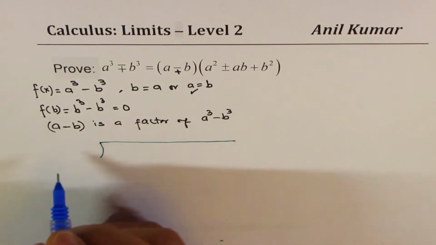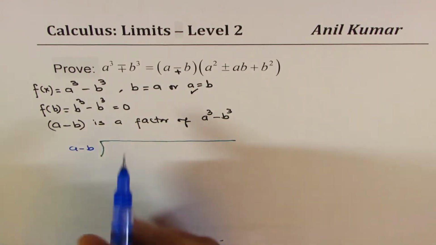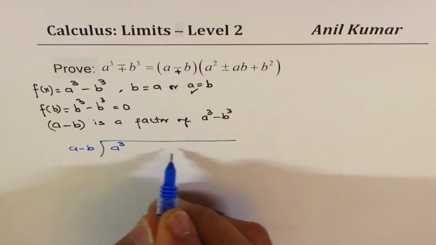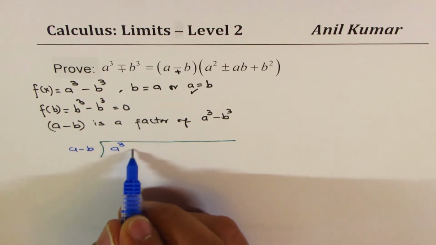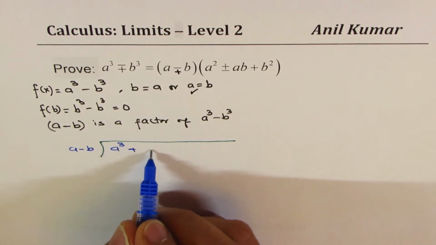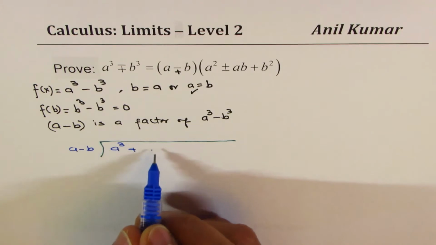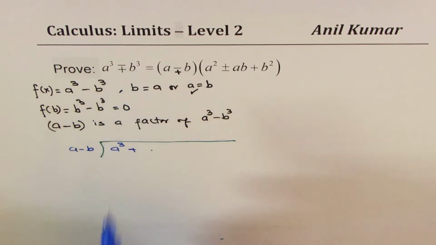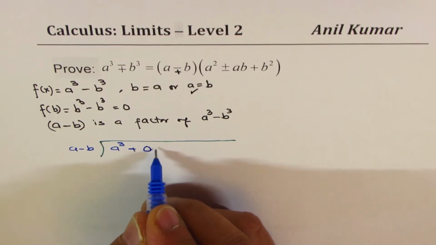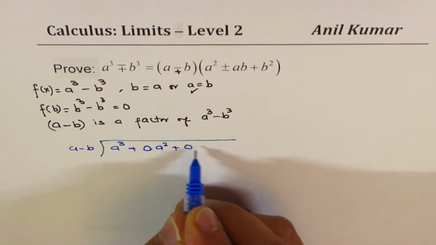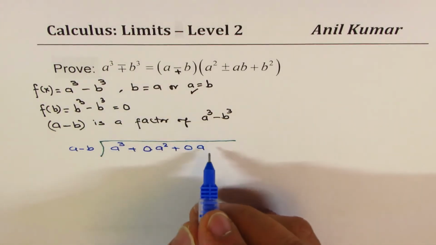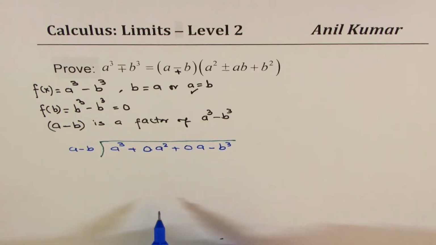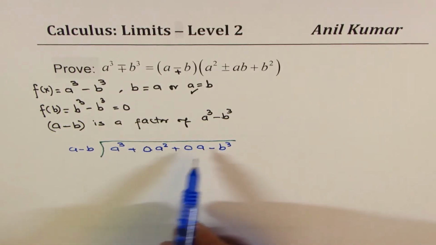So I'm using simple techniques to help you remember what you learned a long time back. We'll now divide a cube minus b cube by a minus b. If you remember, in between we have to fill in those terms which are missing, with powers of 2 and 1, right? This is 0. So I could write this as plus 0 times a square plus 0 times a, and then we have minus b cube. Now, this is a to the power of 0, which is 1. That will make it easier for us to divide.